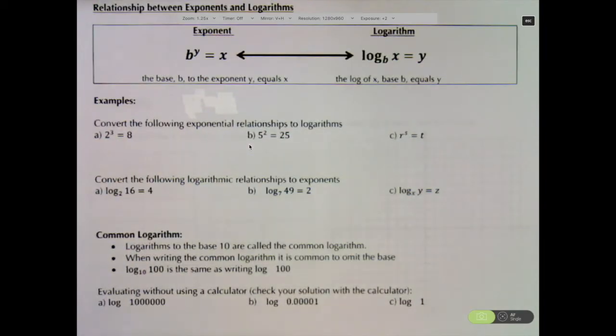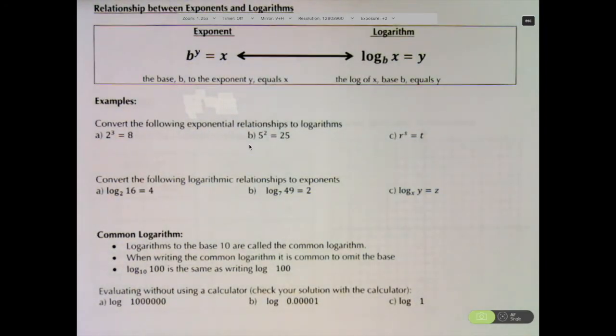All right, this is a video on the relationship between exponents and logarithms. In this video, we're going to look at how exponents and logarithms are related. As you can see from the graph, they're related inversely, which means the input of one function is in fact the output of the other function.